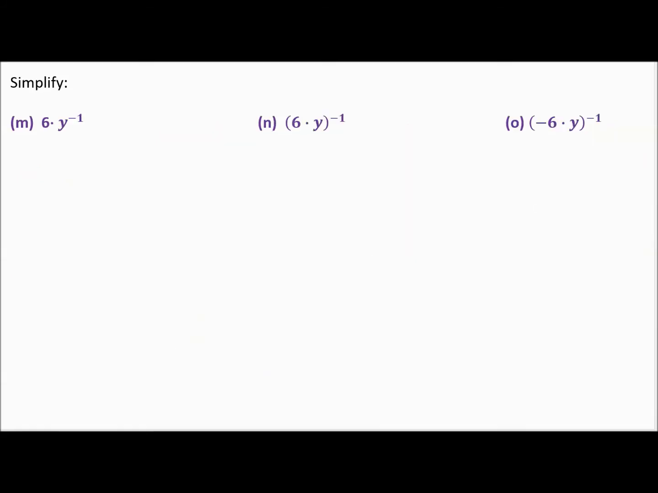Let's continue with example M. Now this negative 1 only applies to the y. So the 6 stays in the numerator, and the y to the first goes in the denominator. Remember, when you move it to the denominator, the sign changes, and that's just 6 over y.